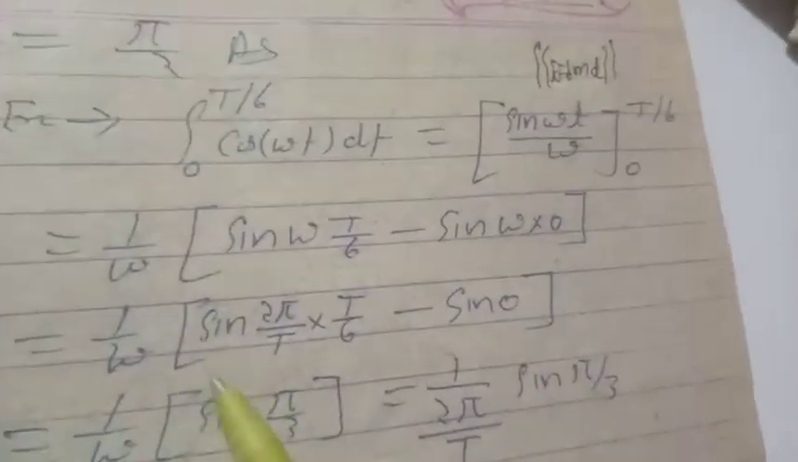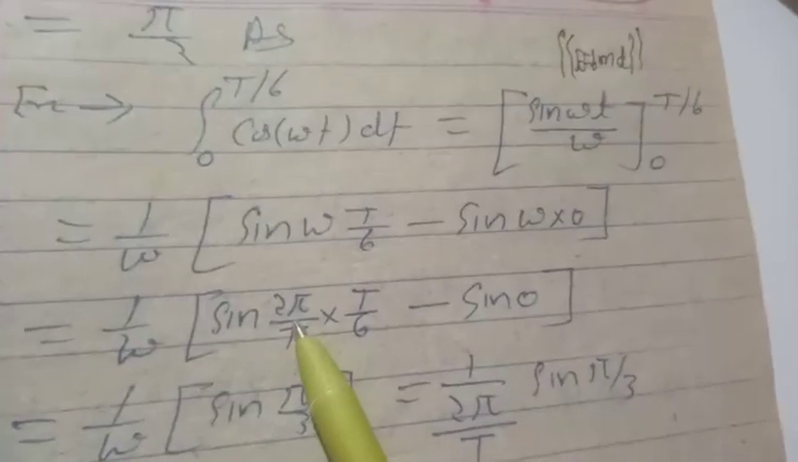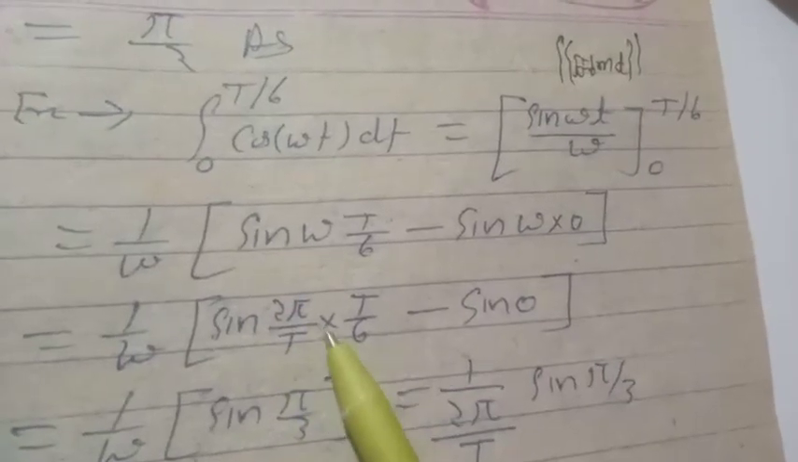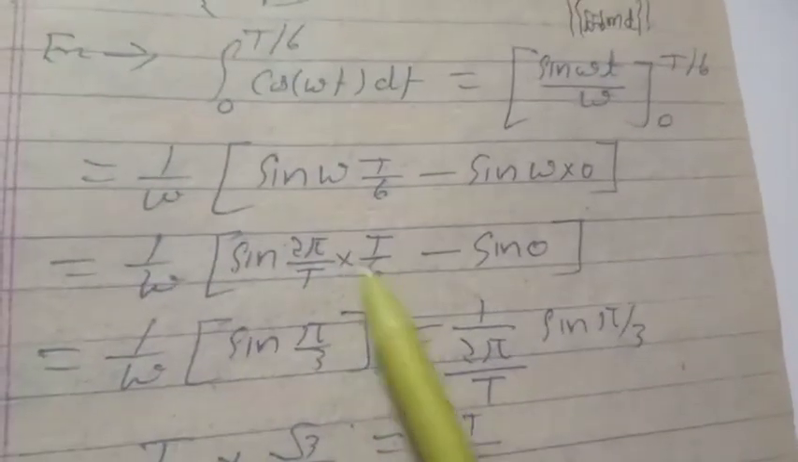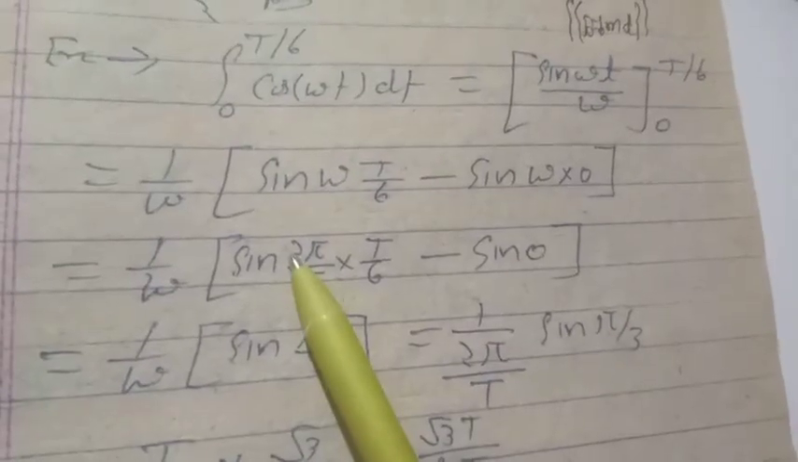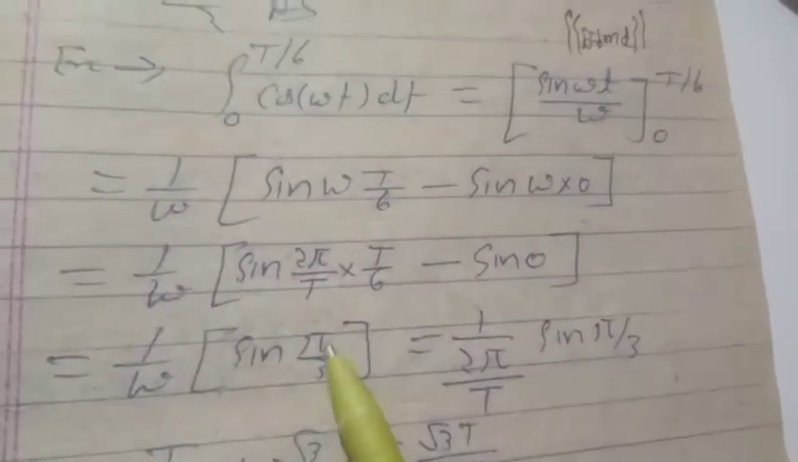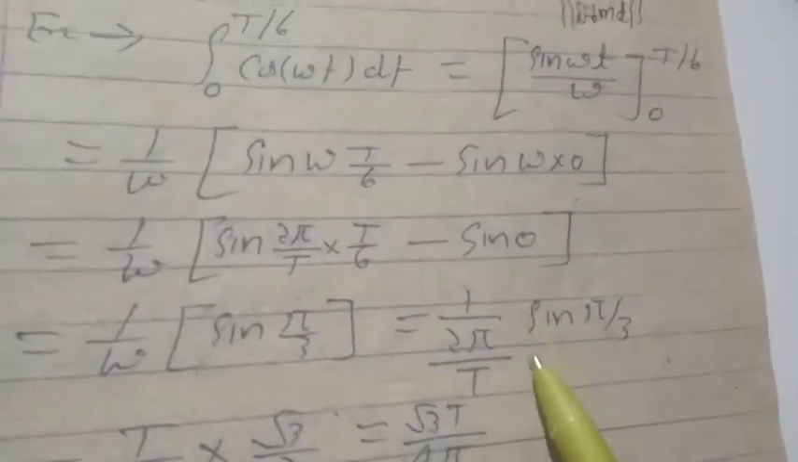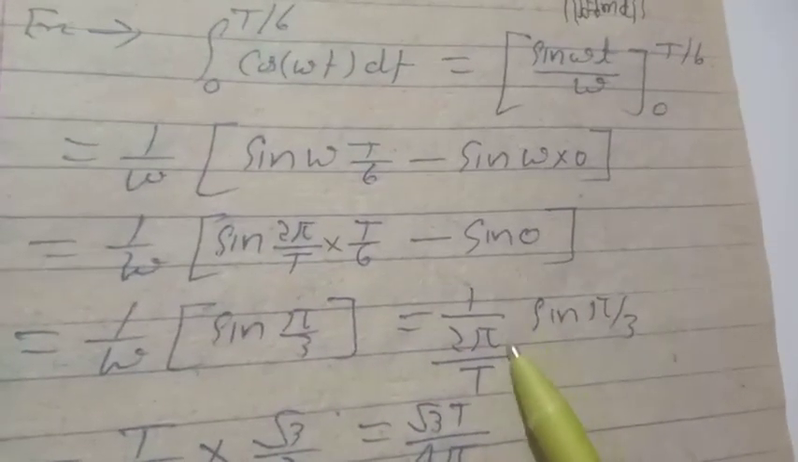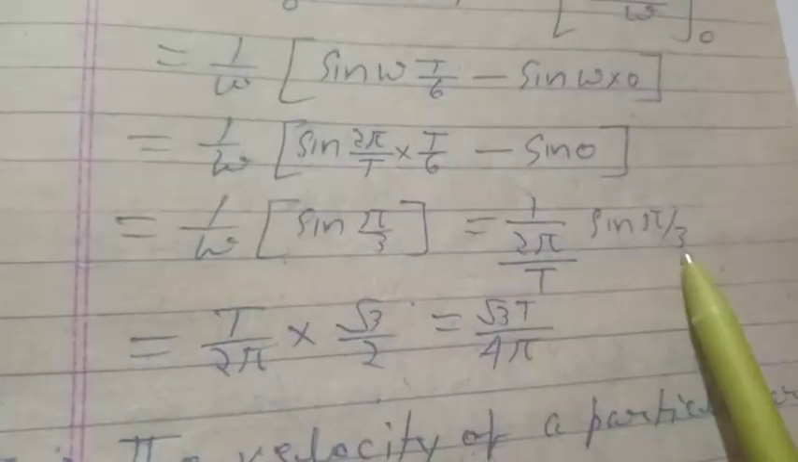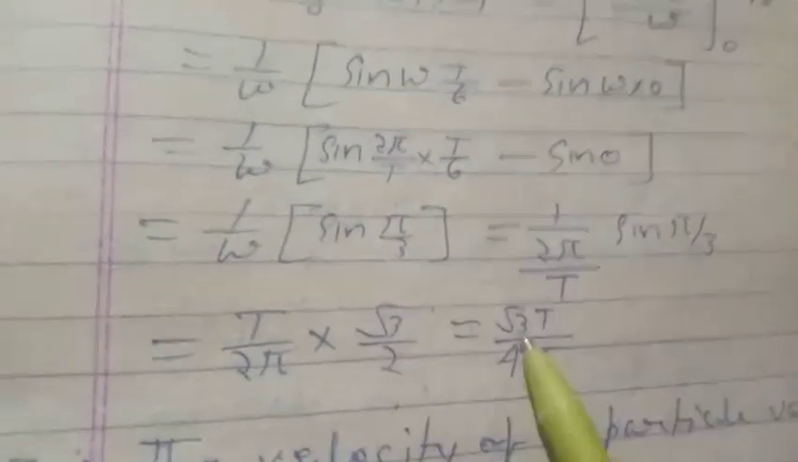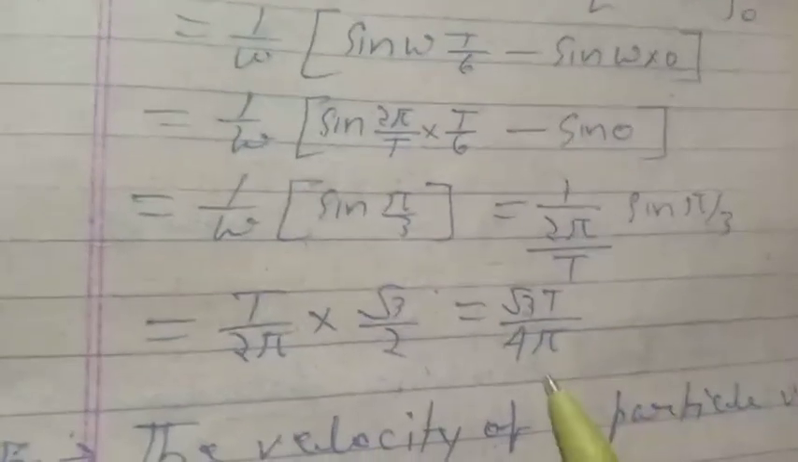Now 1 by omega into sin of (2 pi by T into T by 6) minus sin 0, where omega equals 2 pi by T, and sin 0 equals 0. Here T cancels and this will be pi by 3. So 1 by omega into sin pi by 3, putting the value of omega as 2 pi by T, equals T by 2 pi into root 3 by 2, because sin pi by 3 equals root 3 by 2. So we have root 3 T by 4 pi as the answer.